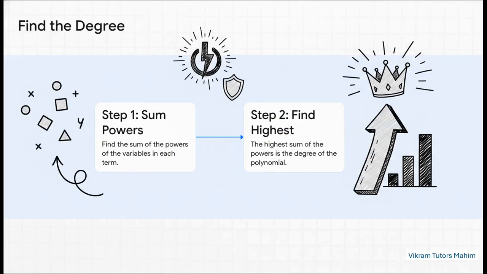Every polynomial also has something called a degree, which is kind of like its power level. And finding it is a really simple 2-step process, no sweat. First, you look at each term and add up the exponents, those little numbers above the variables. Then, you just find the biggest sum you got. That number is the degree of the whole polynomial. That's it. Easy as that.